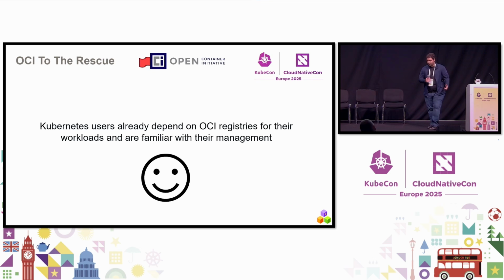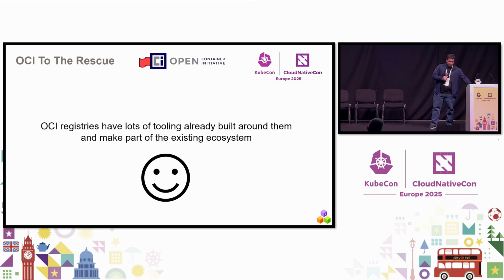So I mentioned this a little bit before, but users are already familiar with OCI registries. The distribution spec is well known and well defined. And in general, people have to use it for Kubernetes. Of course, tooling is always wonderful. So being part of the ecosystem means that if we can actually leverage the registry to also tackle this particular challenge of loading large data sets, then we can get a lot of advantages.